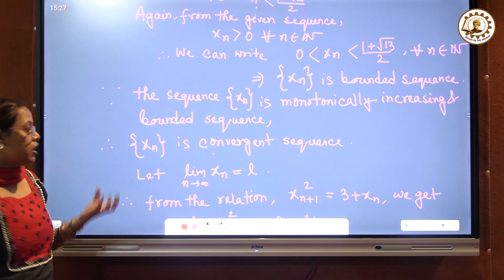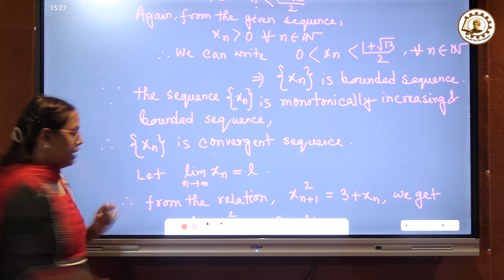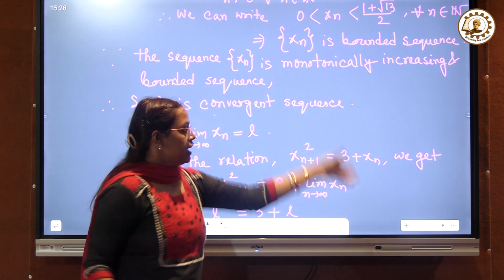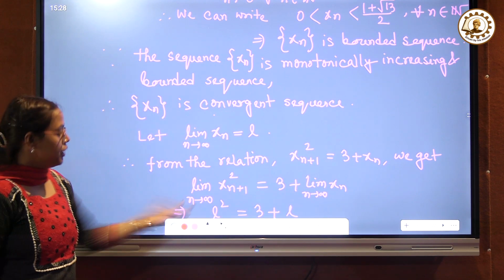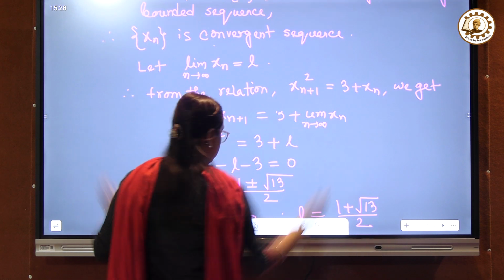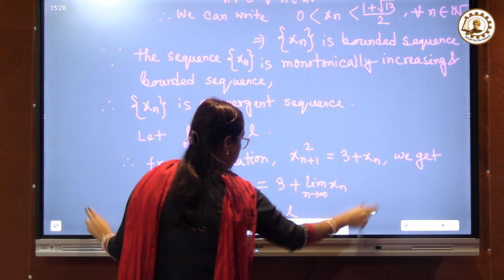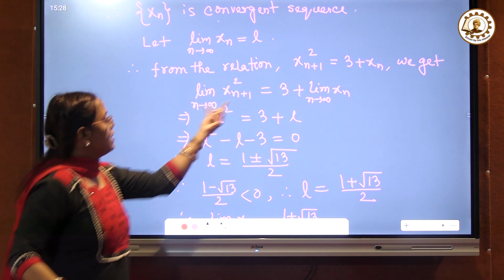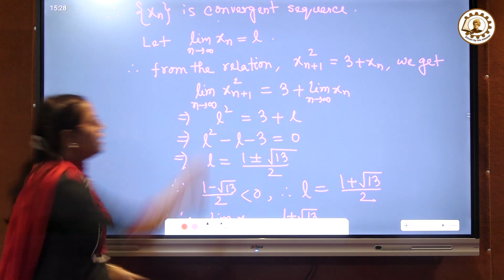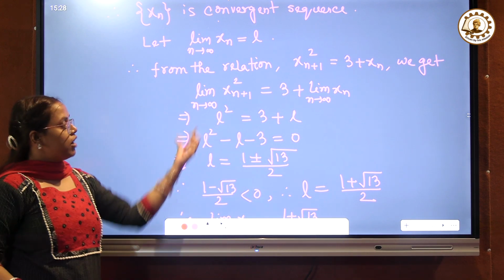How will we find the limit of the sequence? Now suppose the limit of the sequence is L. We have a relation in hand: x_{n+1} square is equal to 3 plus x_n. If we apply the limit on both sides, we get limit n tends to infinity x_{n+1} square is equal to 3 plus limit n tends to infinity x_n. Now this is L square, this is 3 and this is L. So this is a quadratic equation.